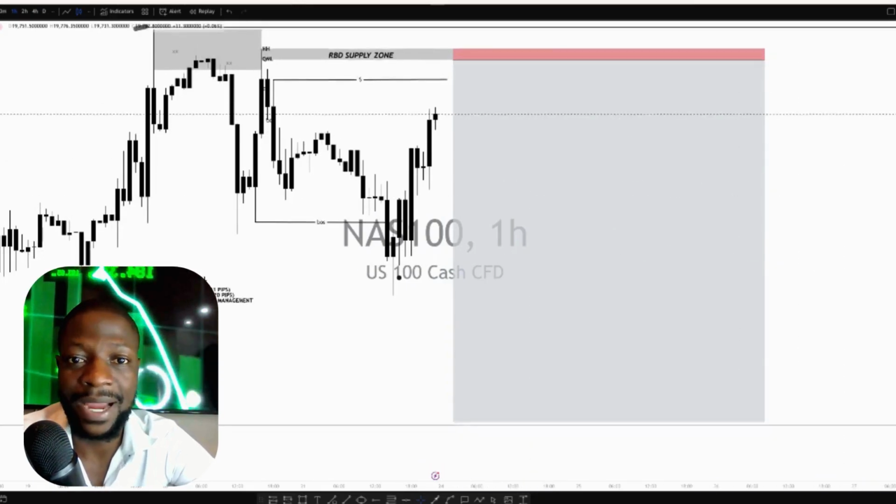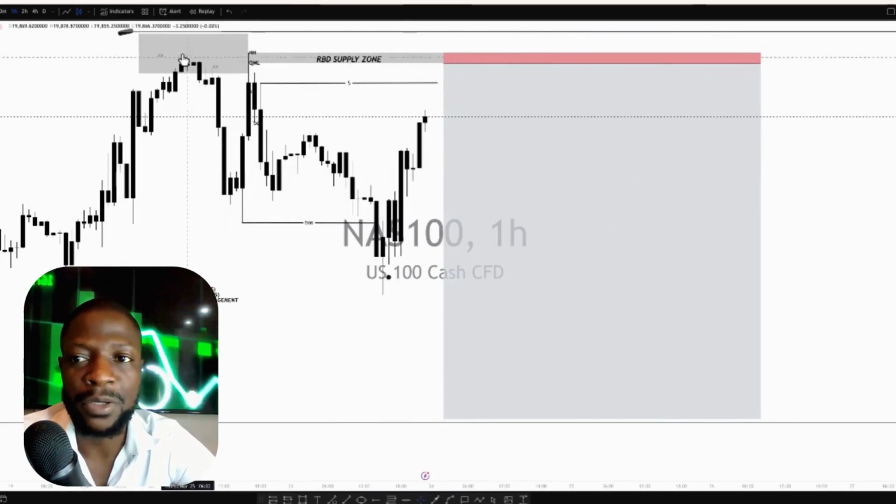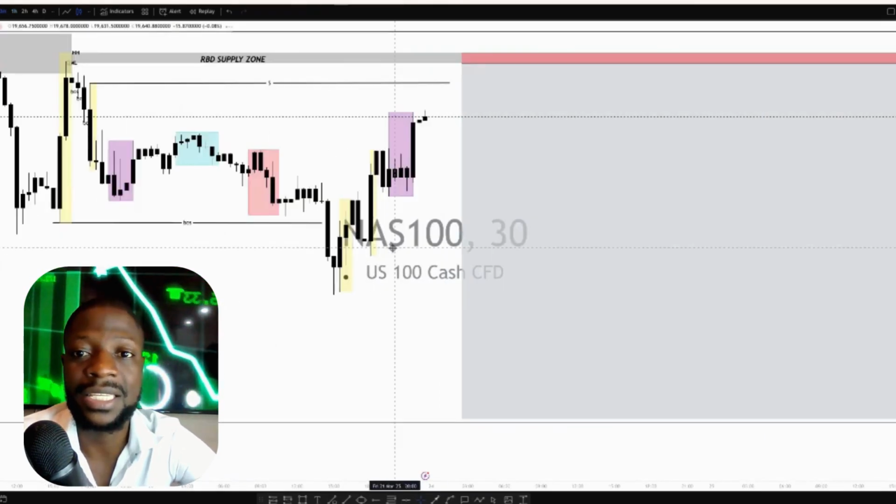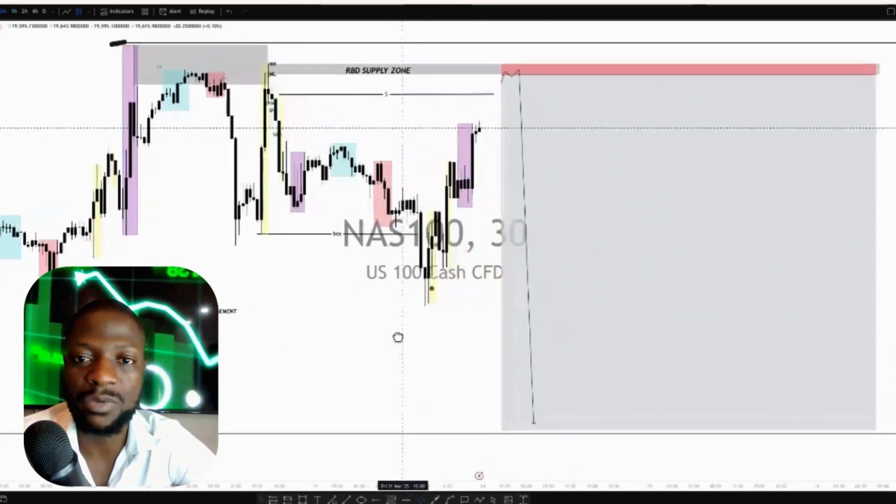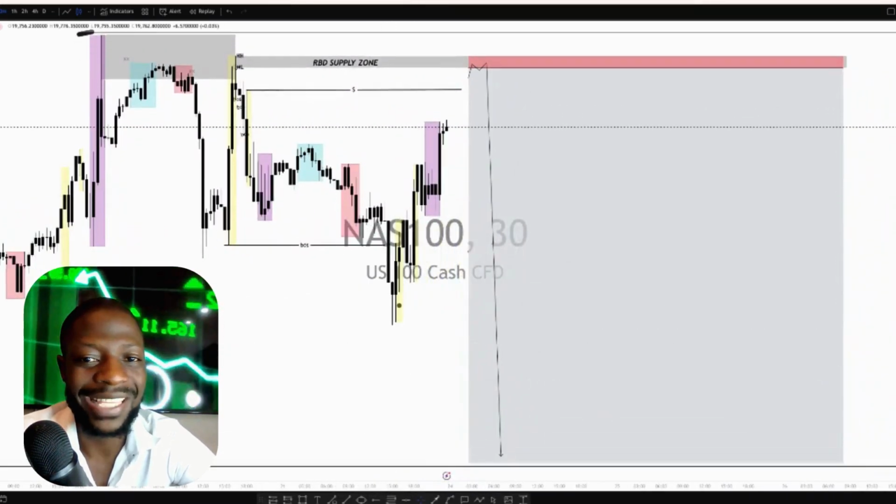And guess what? Once the market actually comes to our area, we'll be able to make a decision whether to actually sell or to stay away, because as we follow price action, we don't know exactly what's going to happen.